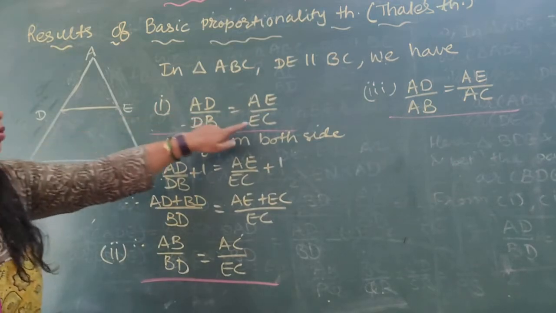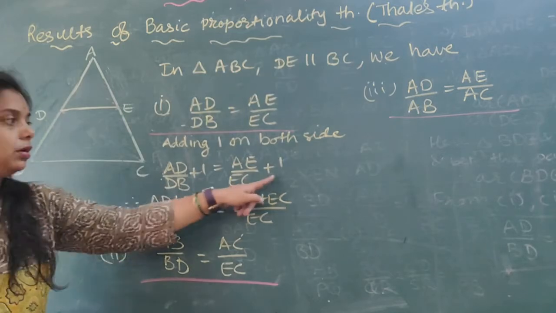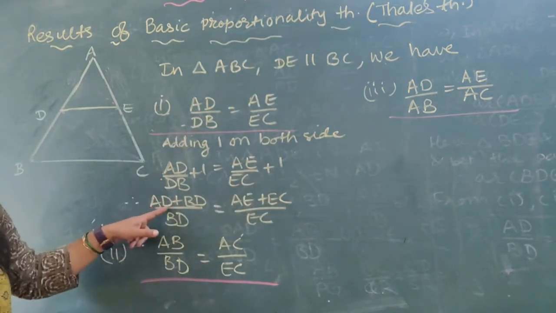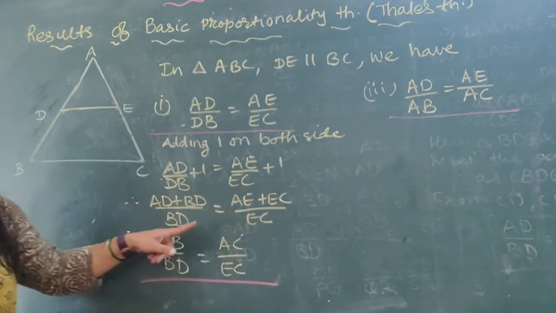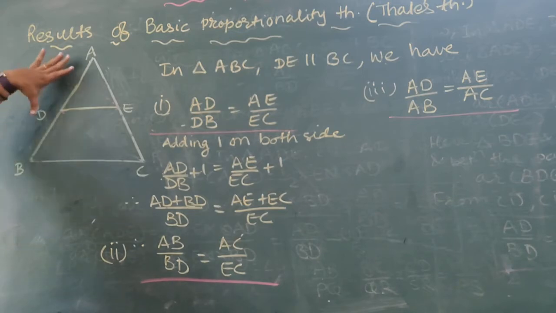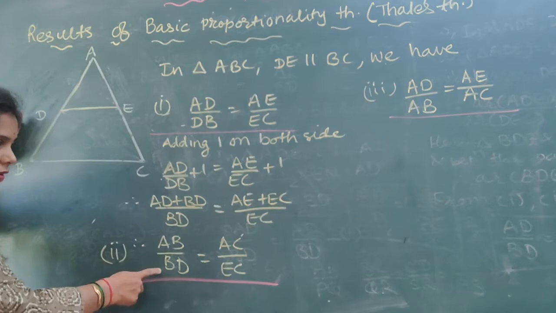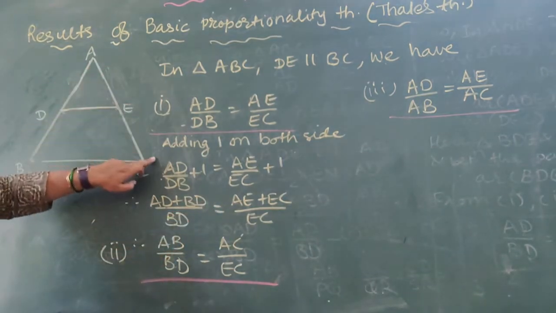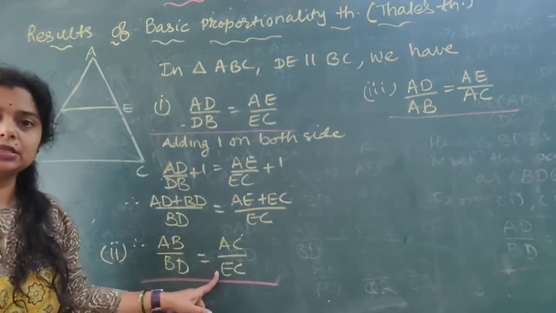So if we add 1 on both the left hand side and the right hand side, and then take the LCM, we get AD plus BD by BD is equal to AE plus EC by EC. If anyone asks: A, D and B are collinear points, so we can say that AD plus BD is equal to AB. So AB by BD we got. Here, as A, E and C are collinear points, AE plus EC is equal to AC, and therefore it is finally AC by EC.